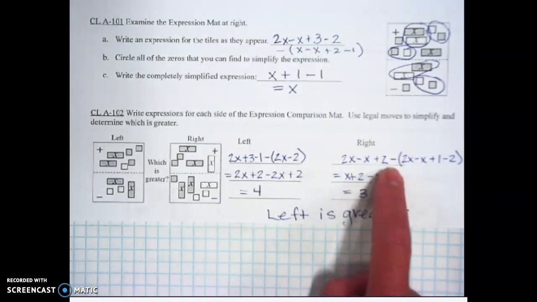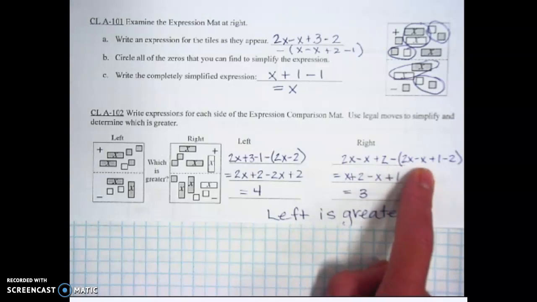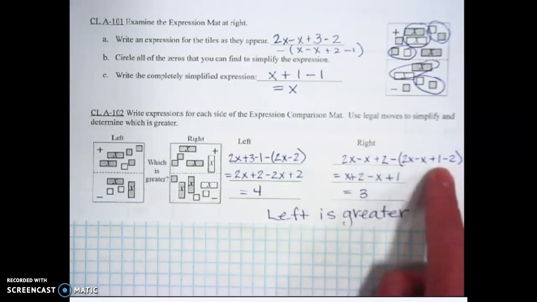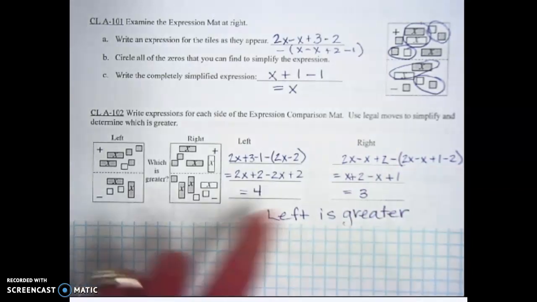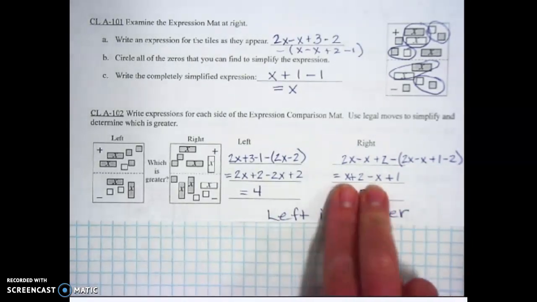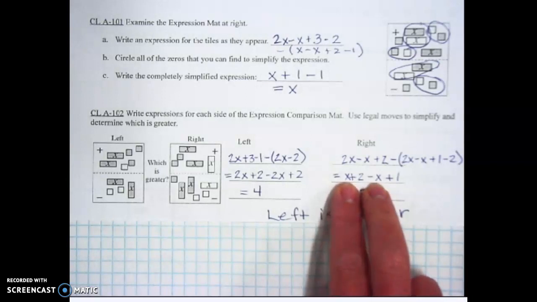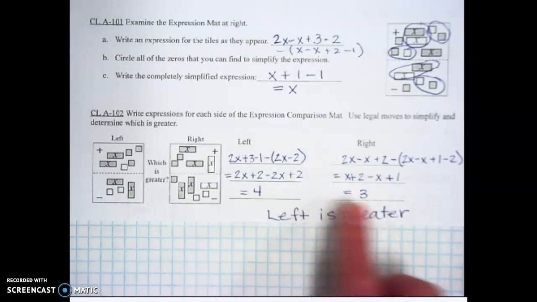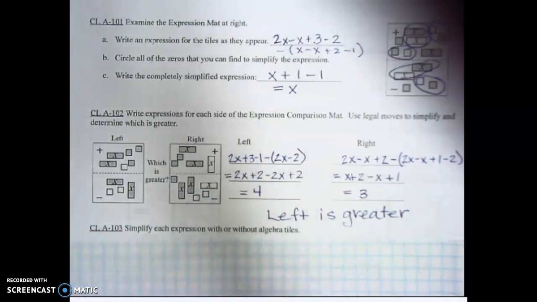Let that alone for now. 2x minus x is just 1x, so minus x, minus, and that would be a -1, so it's plus 1. X minus x is a 0 pair, so 2 plus 1 is 3. So if I compare your 4 and your 3, the left side is greater.